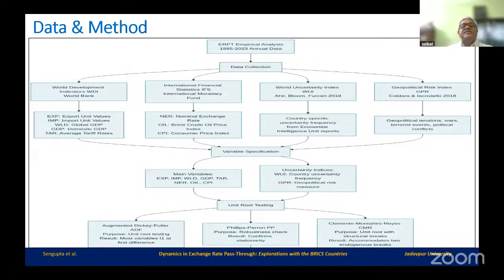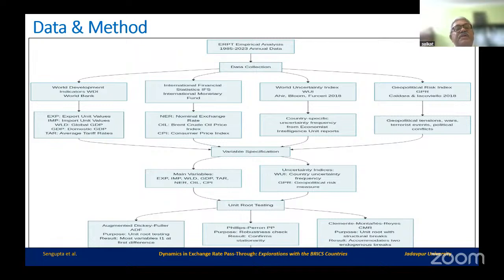Now, as regards the data, I don't know whether you are able to see, the BRICS economies, you start with the empirical analysis for the period 1980 to 2023, and this is for the annual data. Now, the data comes from various sources.